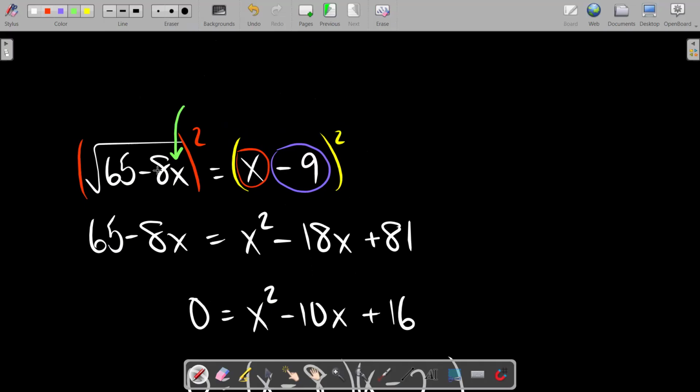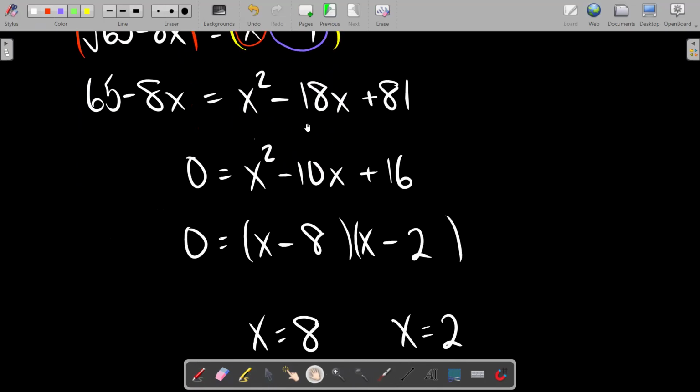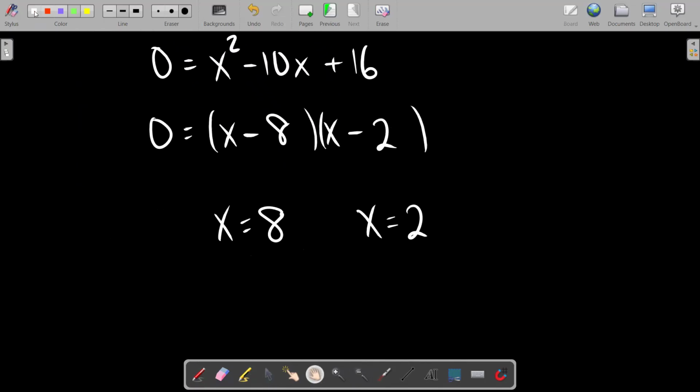64. What's 65 minus 64? What's the square root of 1? 1. So we just sit here and wait now. And we say 1 equals what? And then you put 8 in the other side. What's 8 minus 9? And 1 does not equal negative 1. Therefore, I'll go down to where 8 is at, and I'll give it a cross.